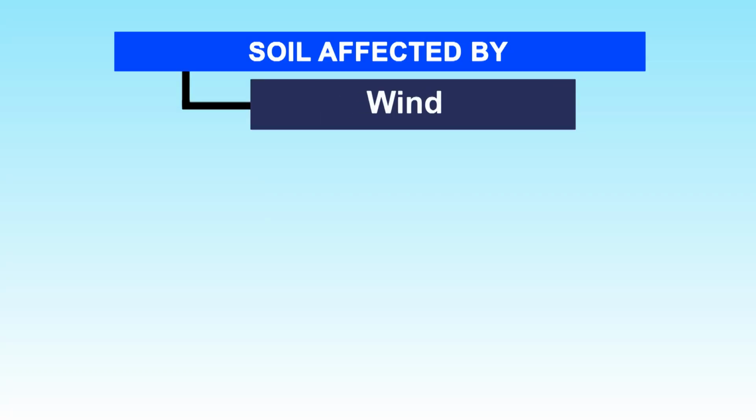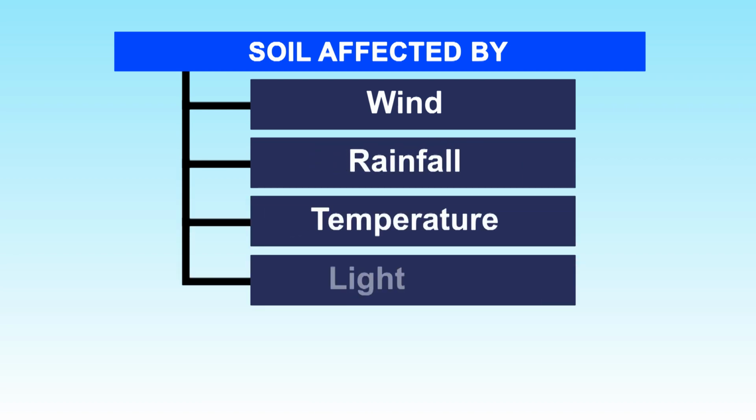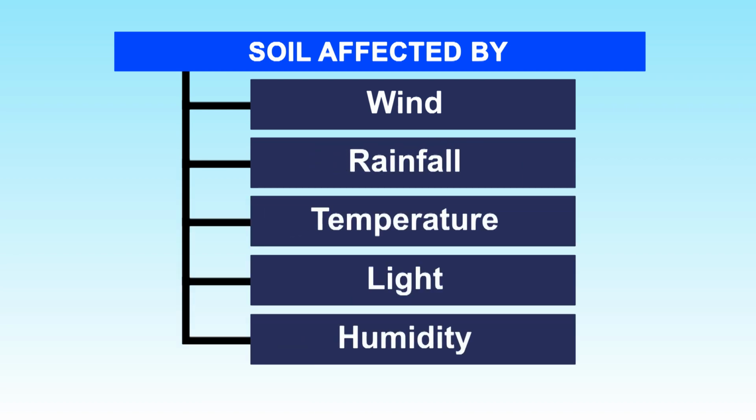But sometimes soil is affected by wind, rainfall, temperature, light and humidity. These are some important climatic factors which affect the soil profile and bring changes in the soil structure. The climatic factors as well as the components of soil determine the various types of soil vegetation and crops that might grow in any region.